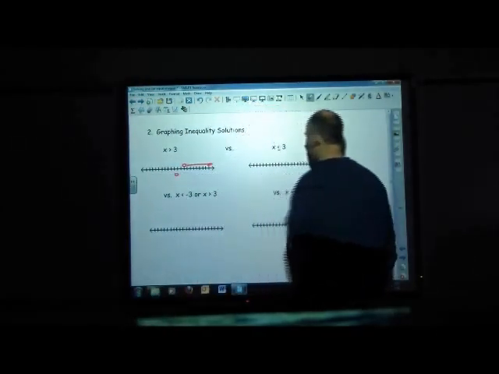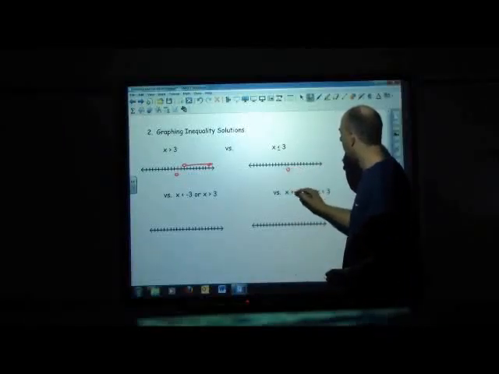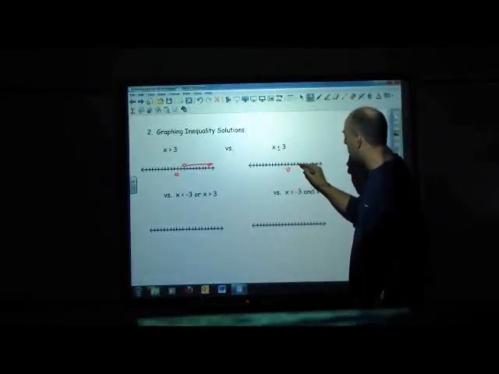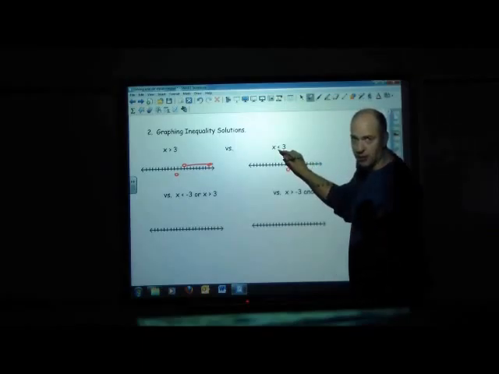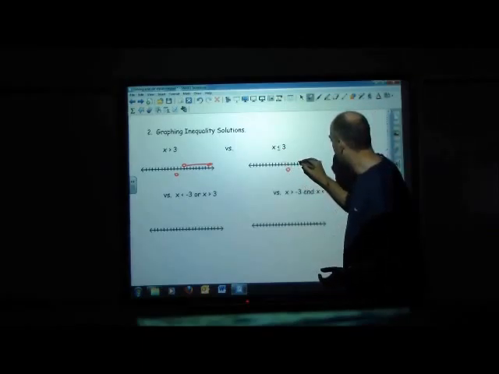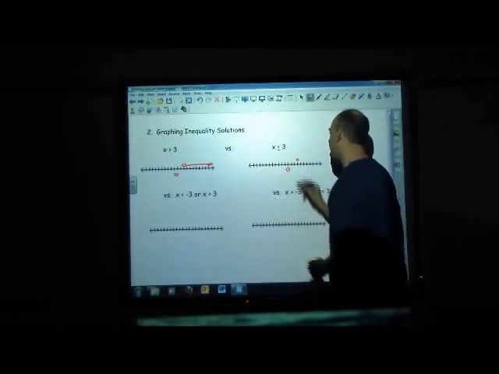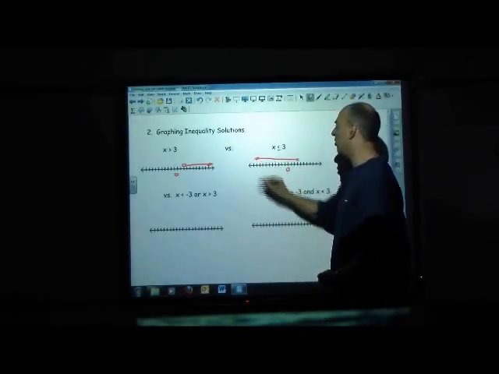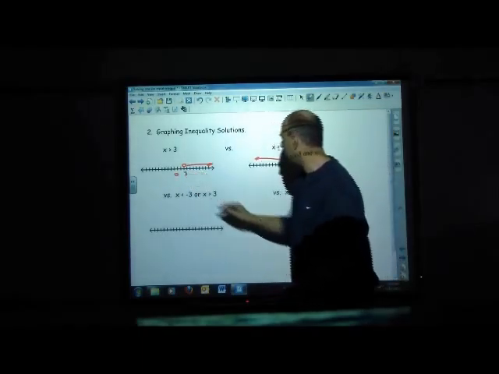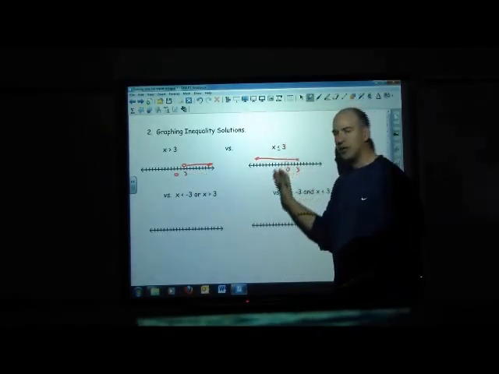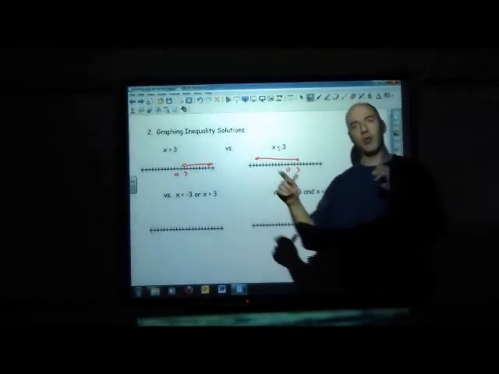Now, this one here says x is less than or equal to 3. So if I go back to my number line and find 3 again, now 3 is part of the solution set. 3 is an answer, so we want to fill that dot in. Less than means to the left, so we would have everything going off that way. So you've got to find 3. That's the boundary, and then you've got to say, what do I do at 3, and where do I go from there?